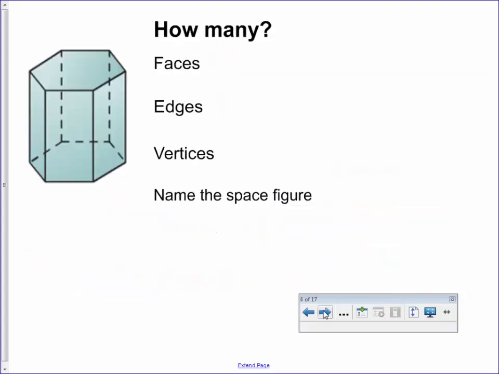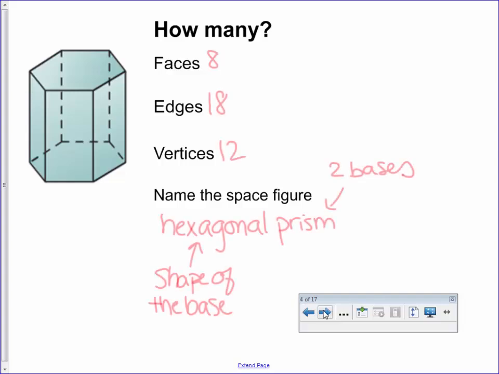So let's take a look at this polyhedron, and I want you to pause and see if you can count how many faces, edges, vertices, and then name it. All right, so let's take a look. Hopefully you found the faces. Remember, you can include the bases. There's 1, 2, and then each rectangle, 3, 4, 5, 6, 7, I missed one somewhere. Oh, the front, 8. Okay, so that's how we got 8. Don't forget to include the bases in your faces.